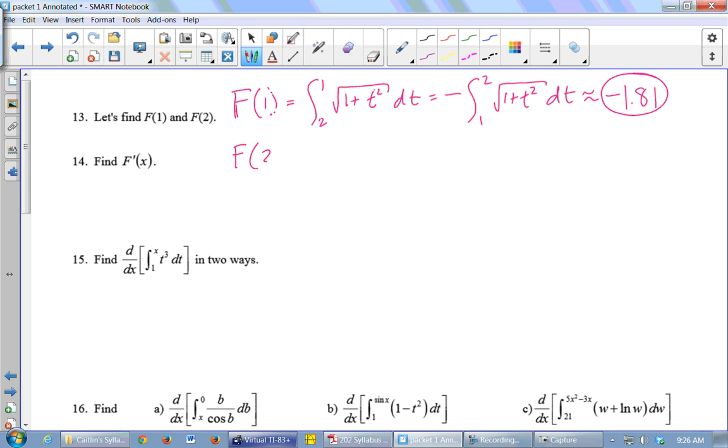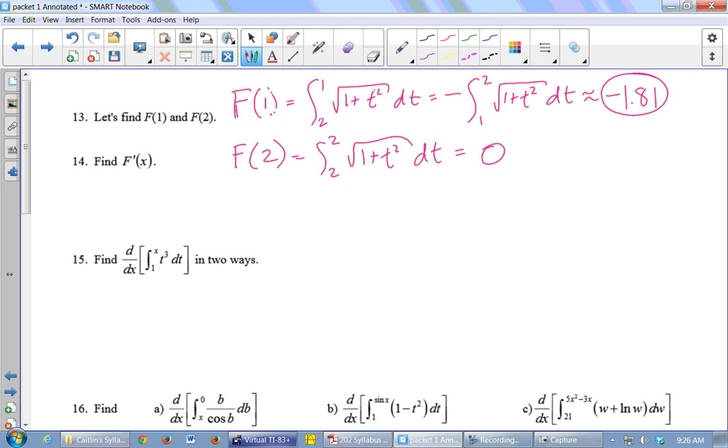Okay, and then f of 2 would be the integral from 2 to 2 of radical 1 plus t squared dt, which would be 0. So even though I don't have a formula made up of easy functions that I know for the antiderivative of radical 1 plus x squared, I can evaluate that antiderivative at any point I want by taking an integral.